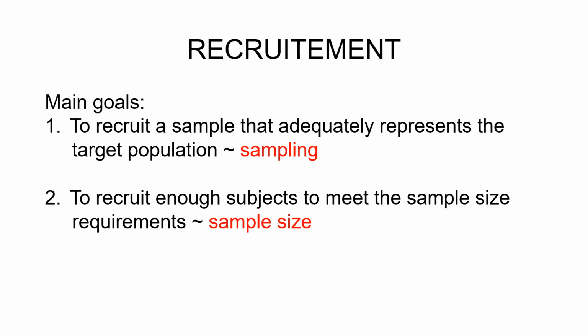Effective inclusion and exclusion criteria streamline the recruitment process and determine the subjects who will provide your study's data. And so the main goal of recruitment is to get a sample that adequately represents the target population. In essence, this is your sampling design, and to recruit enough subjects to meet the sample size requirements. And this is your sample size approximation, which will be dealt with in the next lecture slides.